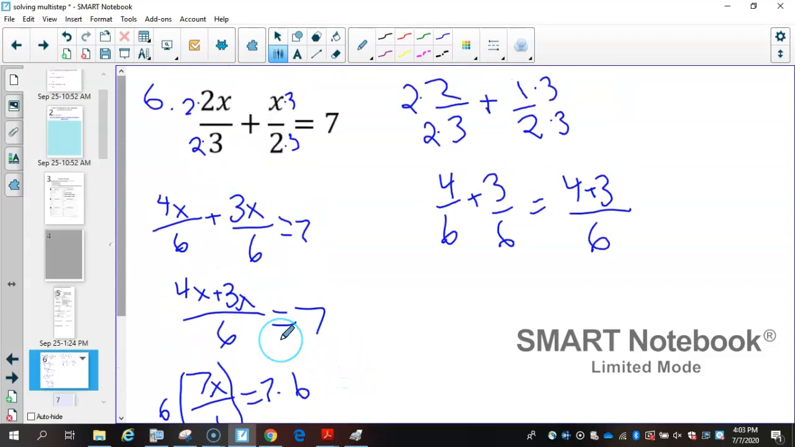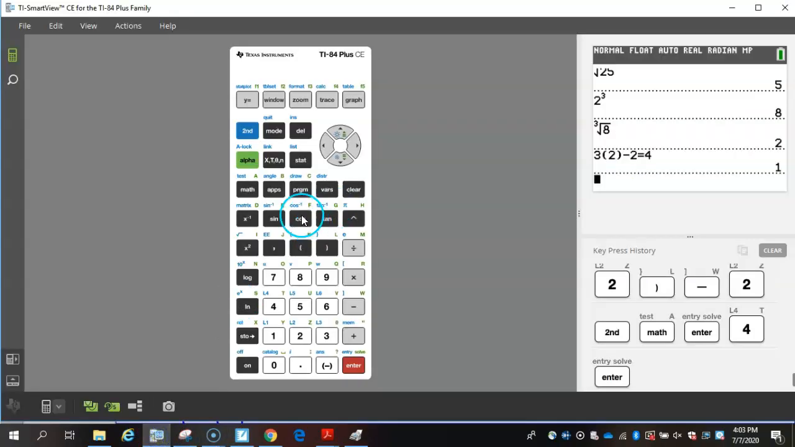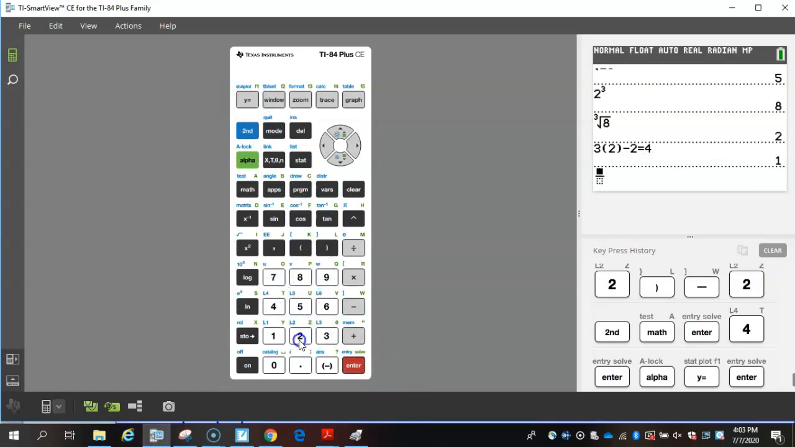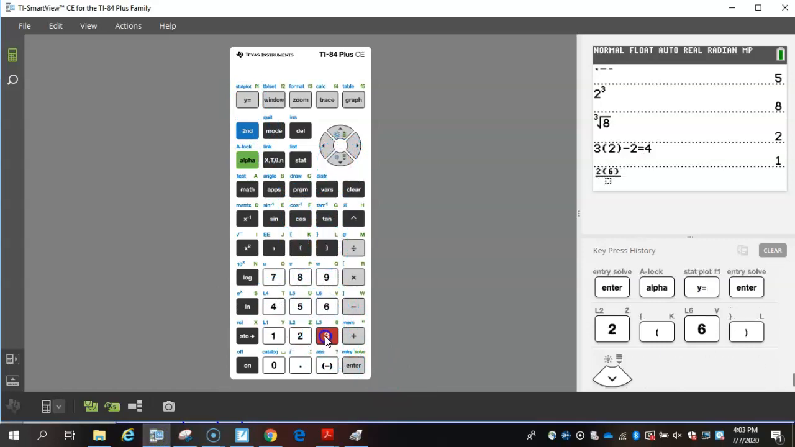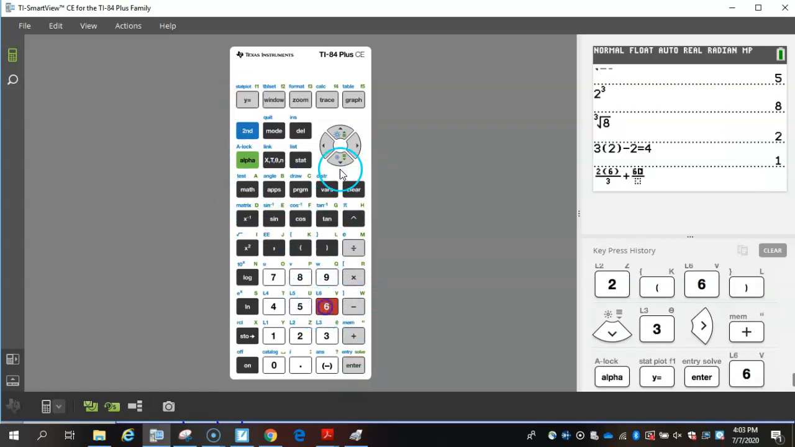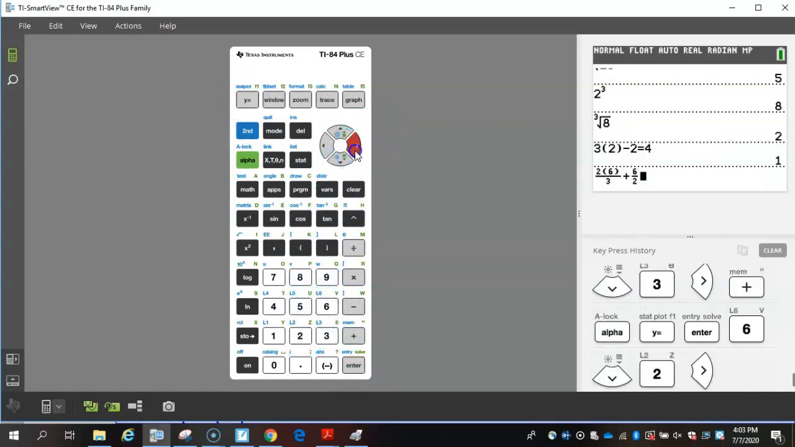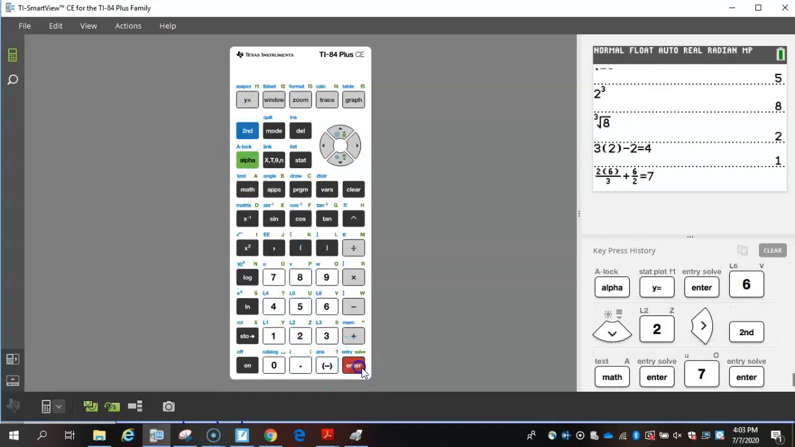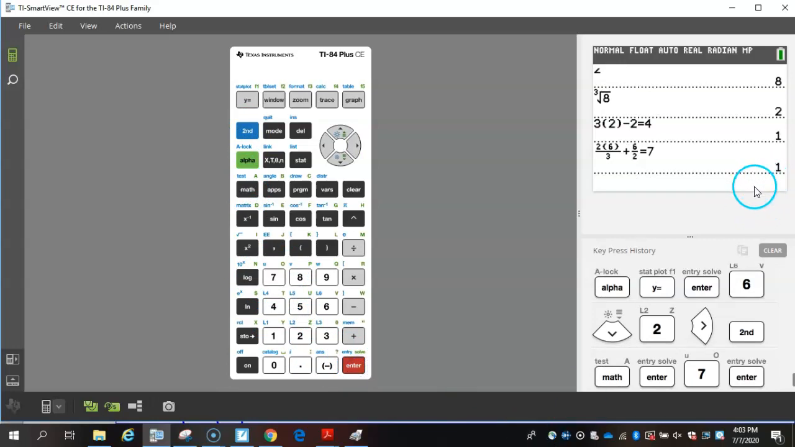Now I'm going to check this in my calculator just to make sure. So 2x over 3, let me do this step by step. Use my alpha, y equals 2x, where x is 6, over 3, plus x over 2, so 6 over 2, equals 7. And it said this was correct.